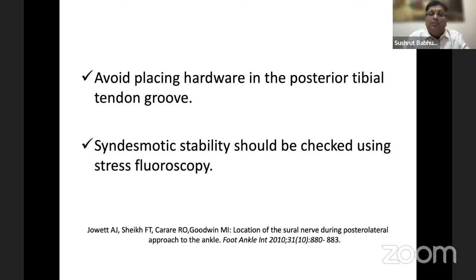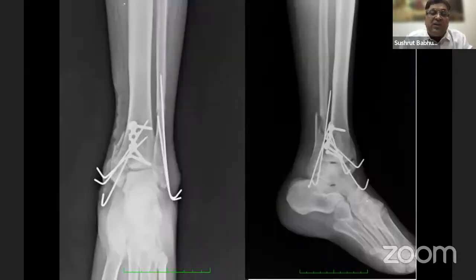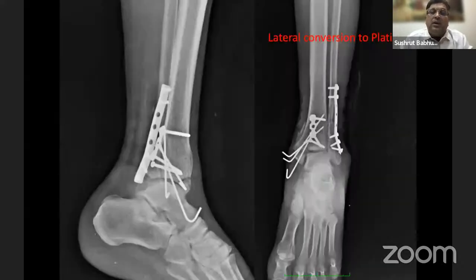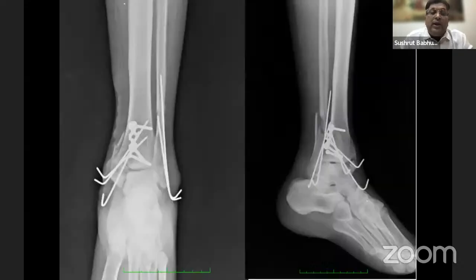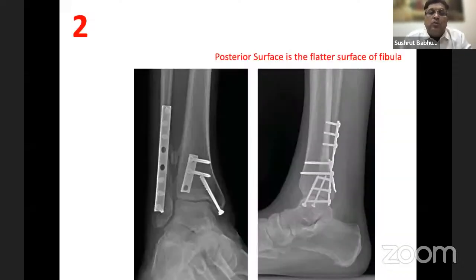Avoid placing hardware in the posterior tibial tendon groove. That's important. Syndesmotic stability must be checked in fluoroscopy. Couple of quick examples. This was a compound injury, very commonly seen in our country, medial and lateral, so rendering immediate internal fixation difficult. After a few days of spanning fixator, we can go ahead and fix the malleolus. At a suitable time, you can go ahead and fix this lateral malleolus, which was treated only by K wires, and fix that with a lateral conversion to plating.